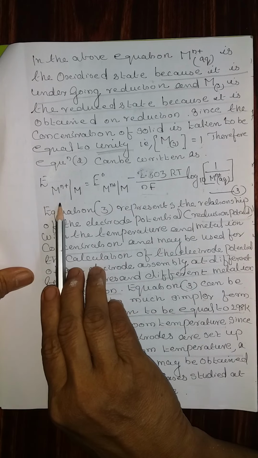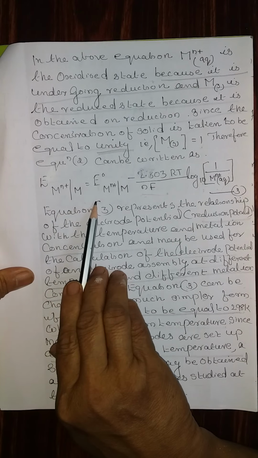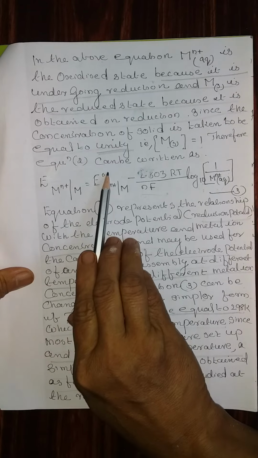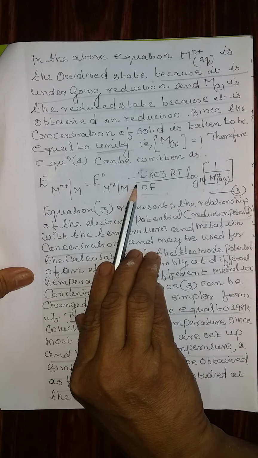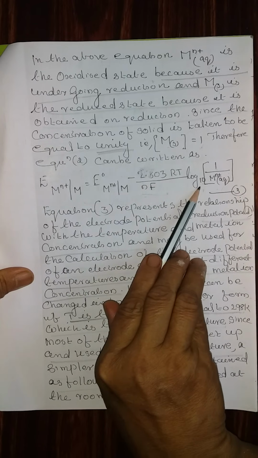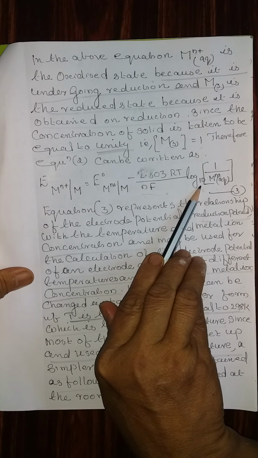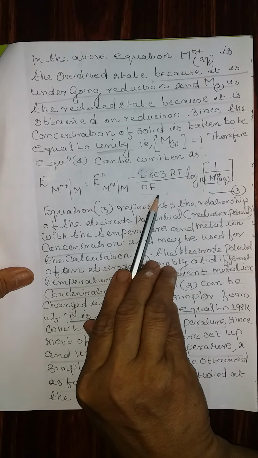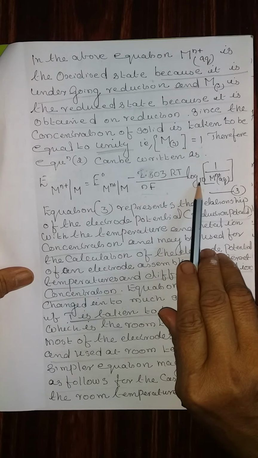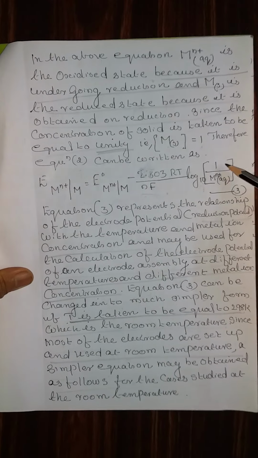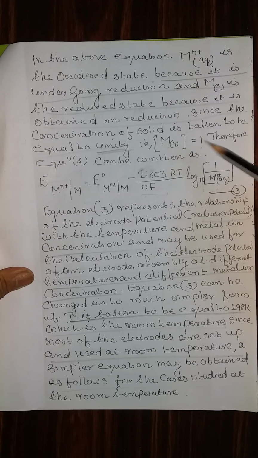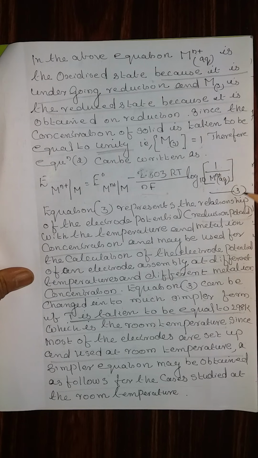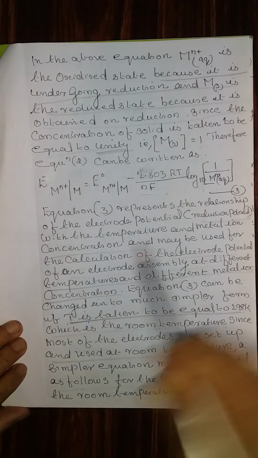electrode potential of the reduction electrode is equal to standard reduction potential of that electrode assembly minus 2.303 RT by NF, because we are going to change log to the base 10, log to the base 10 of 1 by Mn+ aqueous. 1 means the concentration of the solid form is always equal to 1. That is equation number 3.